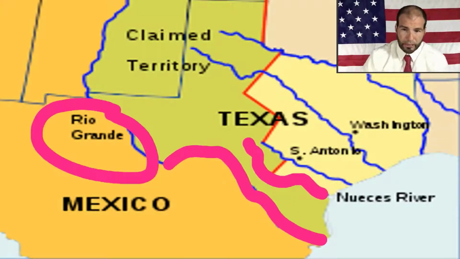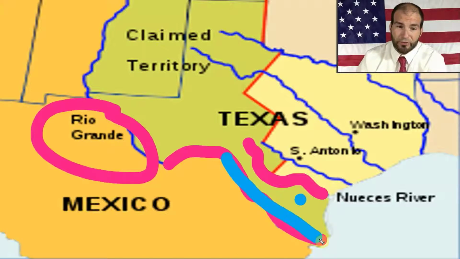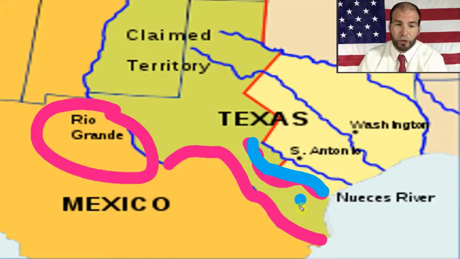However, let's clarify. According to Texas, who owns this land right here? According to Texas, since they say this is their dividing line, Texas owns this land. All right. According to Mexico, Mexico owns this land since they say that's the bottom of Texas. So this little piece of land between the Nueces River and the Rio Grande is in dispute.